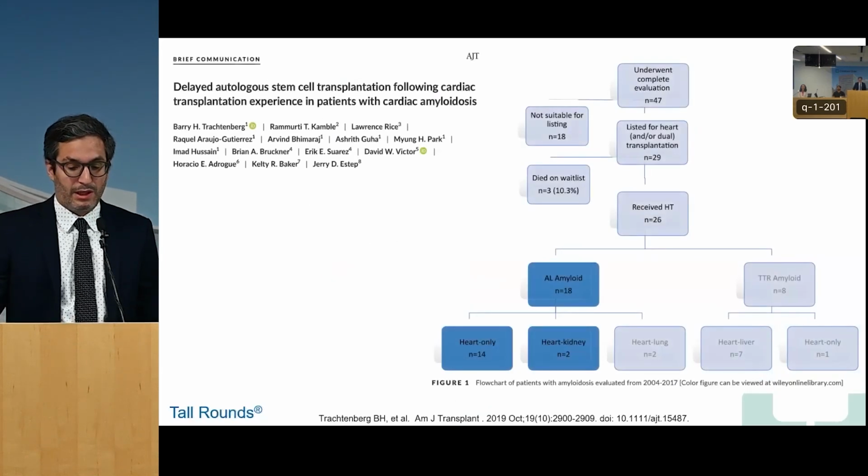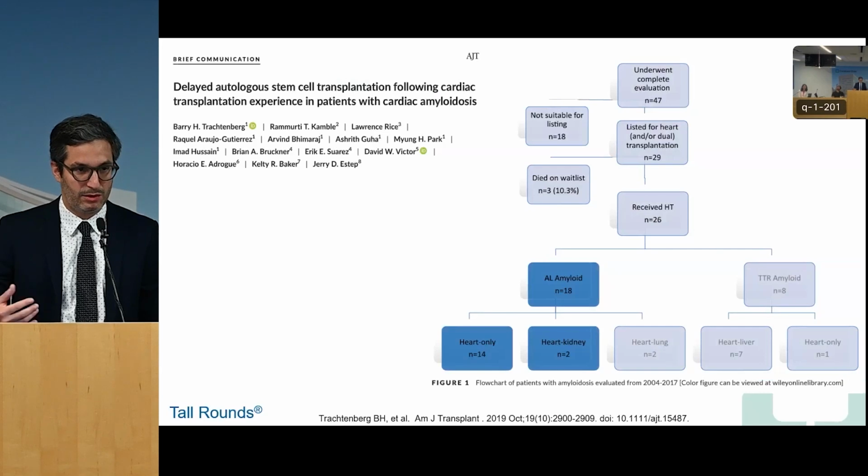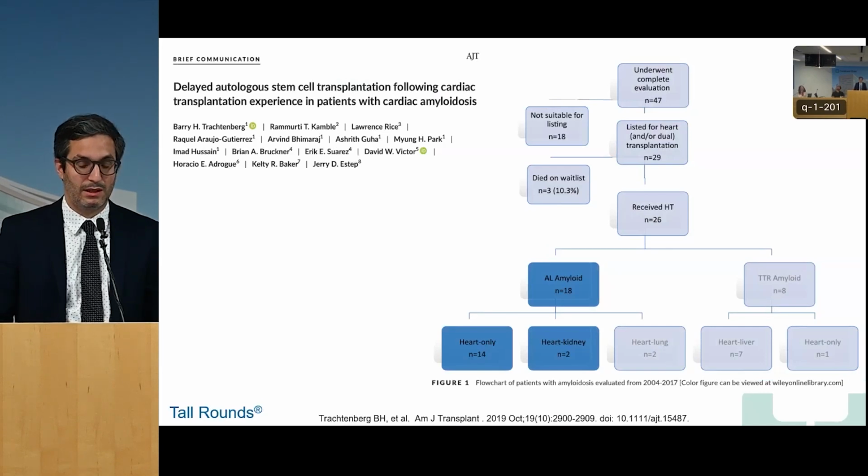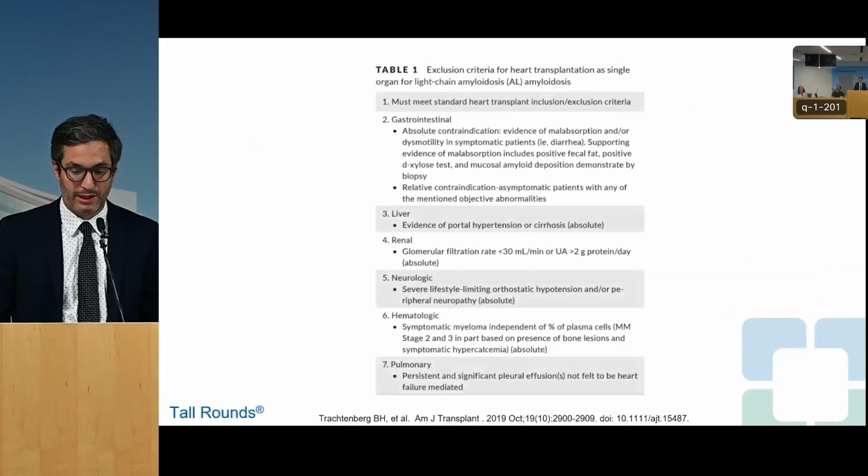And the other question with the AL patients is when to do the stem cell transplants. In this population, they had patients with TTR and AL, and of the ones with AL, 2 had a heart and kidney, and 1 had a heart alone. A lot of these patients have CKD, and so you always have to consider whether they need a concomitant kidney at the time of heart transplant.